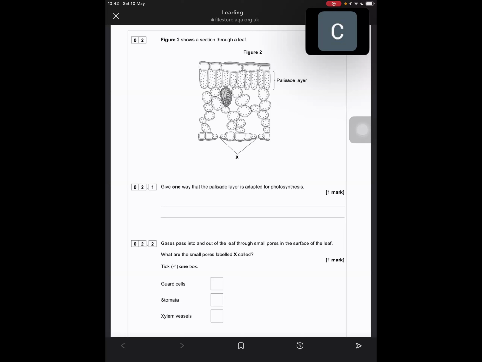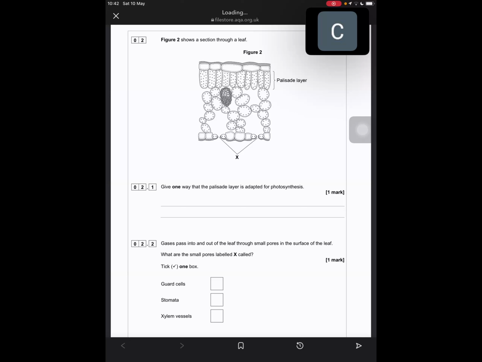Allows chlorophyll for chloroplast. Okay. Cells contain many chloroplasts. No gaps between cells. Okay. So that's its adaptation, which can make it well adapted for photosynthesis.